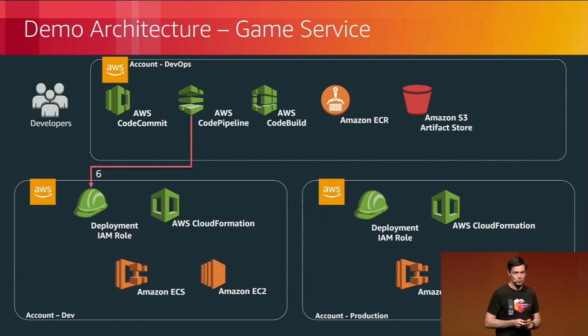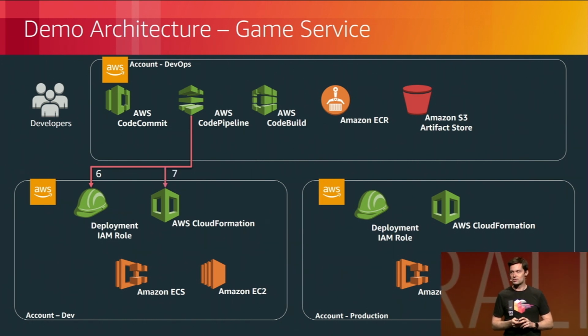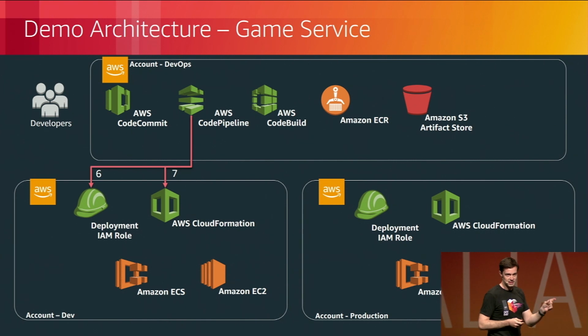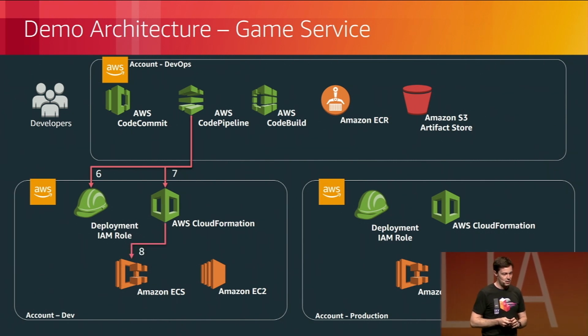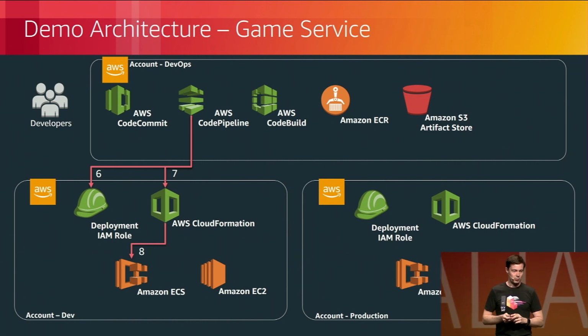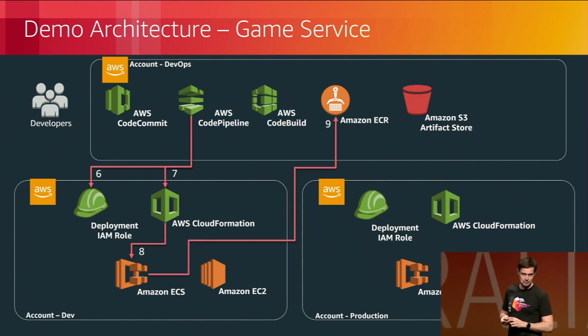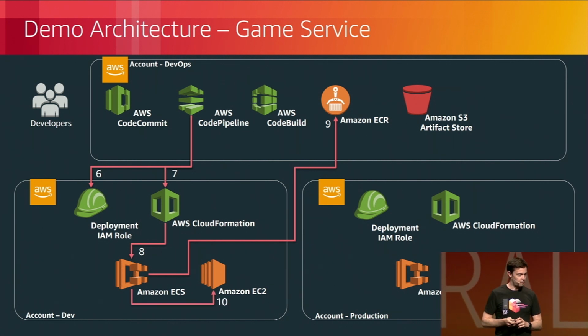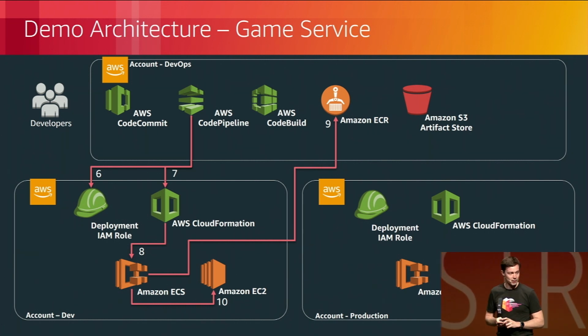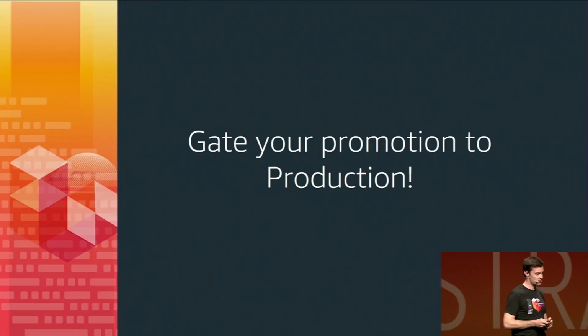And the way that it works, and this is the key part, CodePipeline, or whatever your pipeline tool is, will assume a cross-account role using IAM. When it does that, it will then push the CloudFormation script in. That CloudFormation script has the details of the difference in ECR, of what container it needs to spin up. That change will get pushed to ECS, which will then reach out to ECR, pull that container out, and deploy it onto the EC2 instance that the container is running on. So that's the game service.